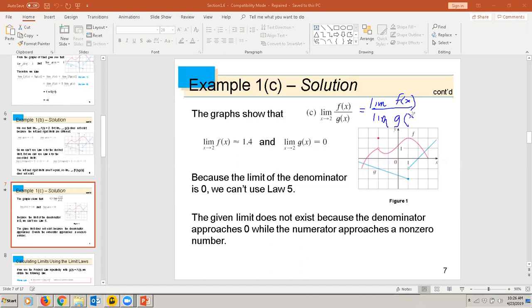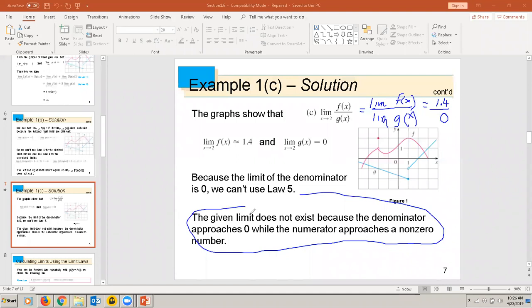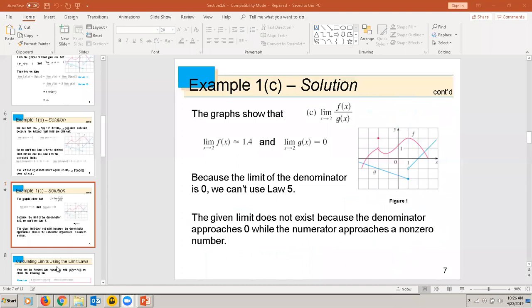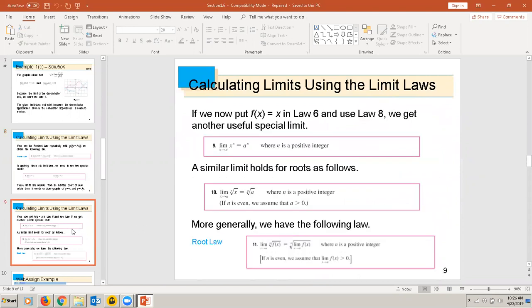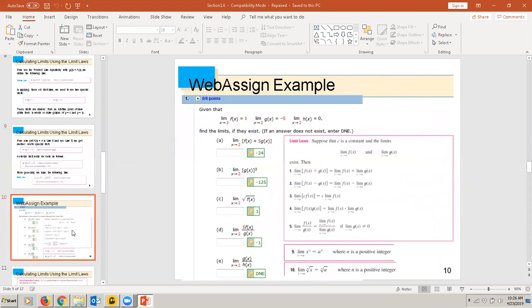When I do that, the limit of f of x we figured out was about 1.4, but the limit of g of x is 0, and of course I can't divide by 0. So the given limit here doesn't exist because in this case, the denominator approaches 0, and I can't divide by 0, of course. All right, so these are these properties of limits. And let's go ahead and do some examples.